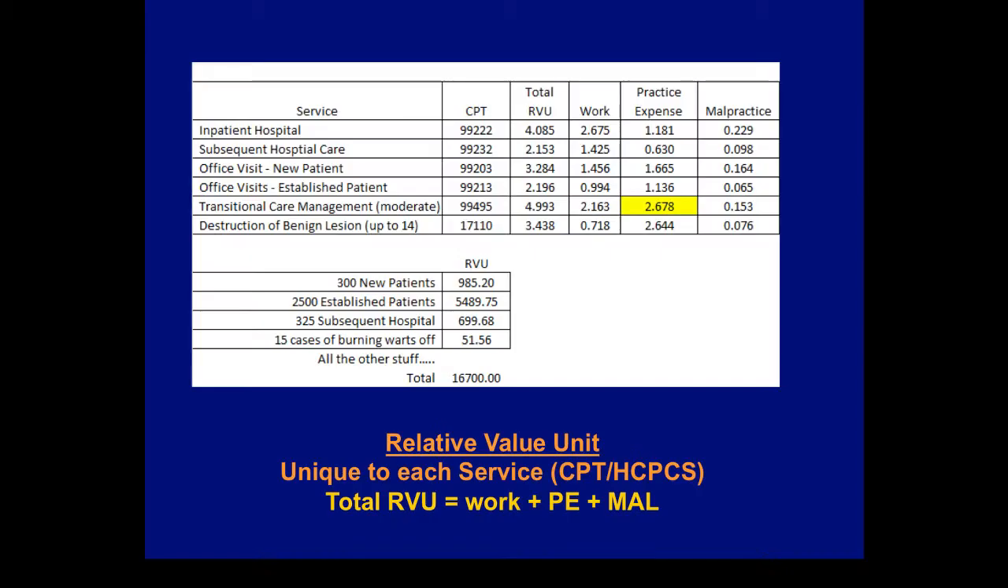So let's take a look at this one more time. Here I've got my CPT codes, and I have this total work RVU. If I add up 300 new patients, multiplied by 3.284, I get 985. 2,500 established patients, multiplied by 2.196, I get 5,400. I do all of these CPT code things.